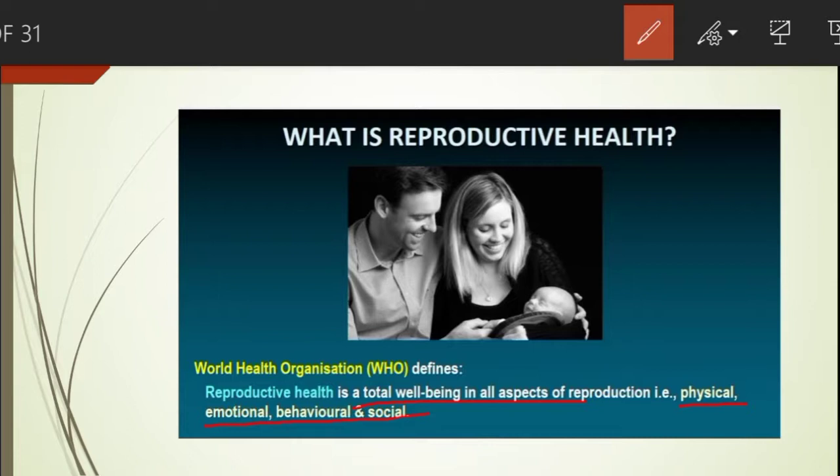So according to WHO, reproductive health is defined as total well-being in all aspects of reproduction, that is physical, emotional, behavioral, and social. Therefore, a society with people having physically and functionally normal reproductive organs, and emotionally and behaviorally normal interactions among them in all sex-related aspects, is called a reproductively healthy society.